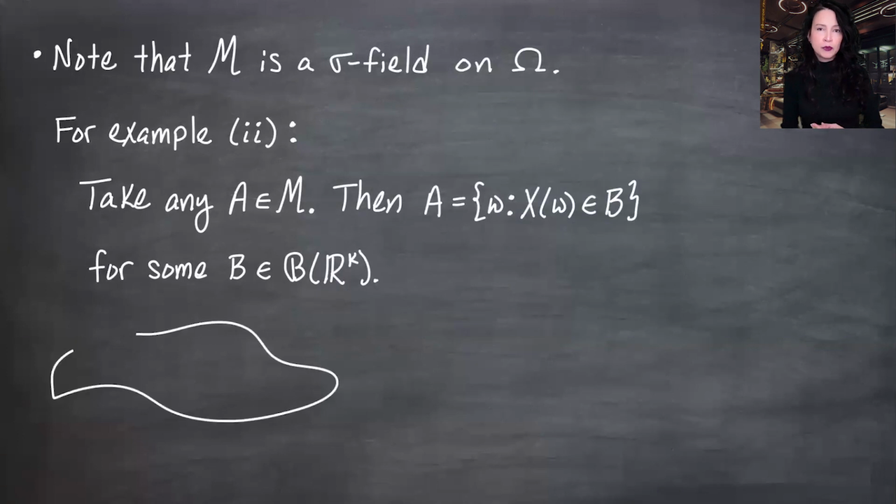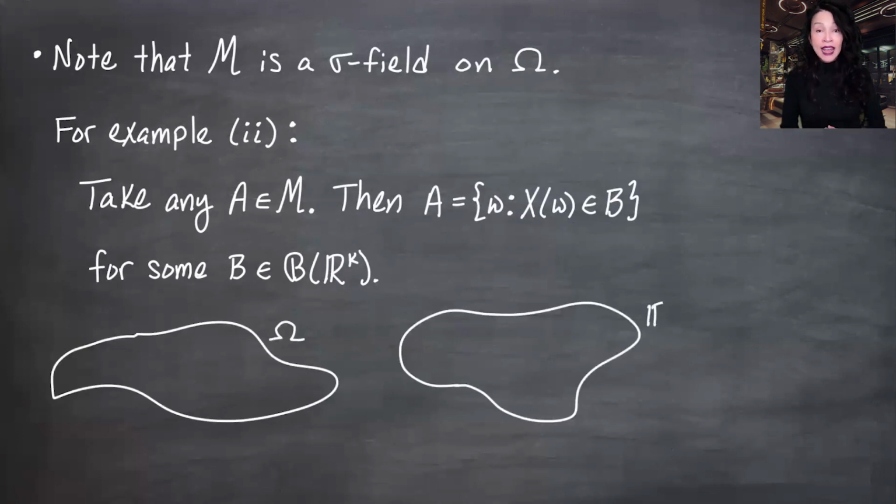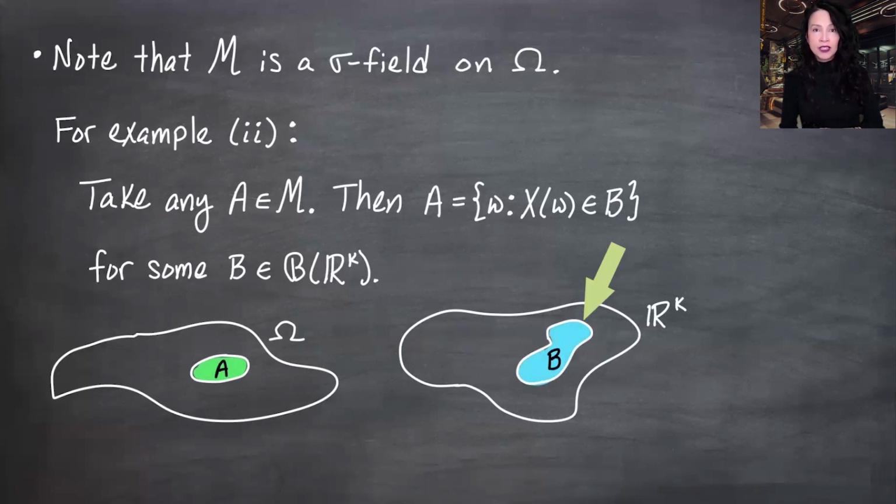So imagine a space omega and a space R^K, and maybe I have a set A over in omega. And because A comes from M, we necessarily know that it comes from pulling back a Borel set in R^K. So I'm going to denote that Borel set by this blue set here. And so the inverse image of these points form A. That's how A was defined, as an inverse image of a Borel set.